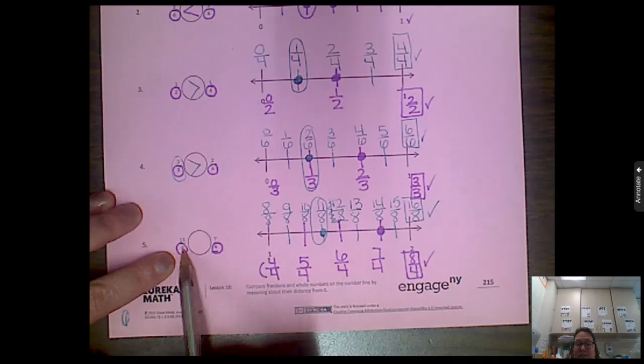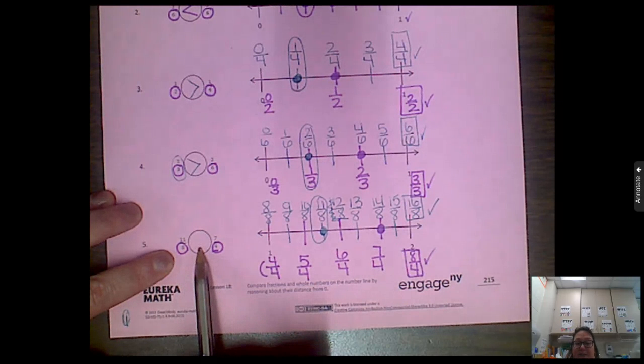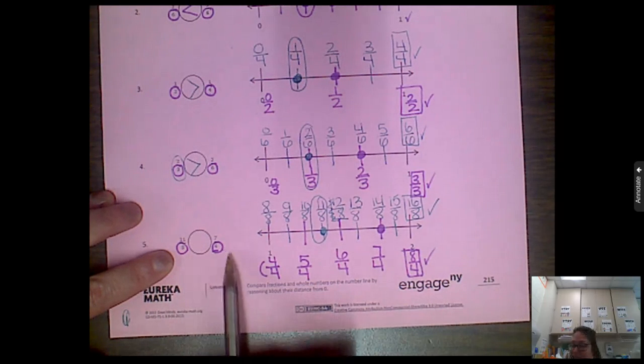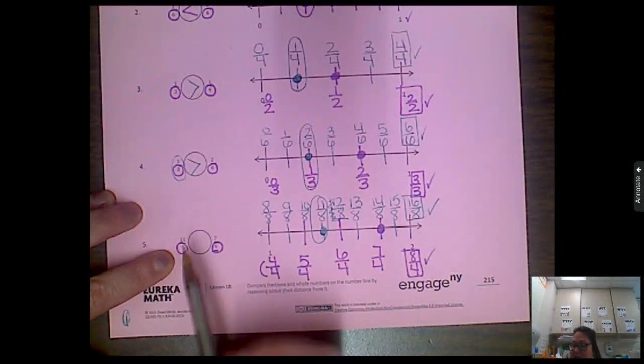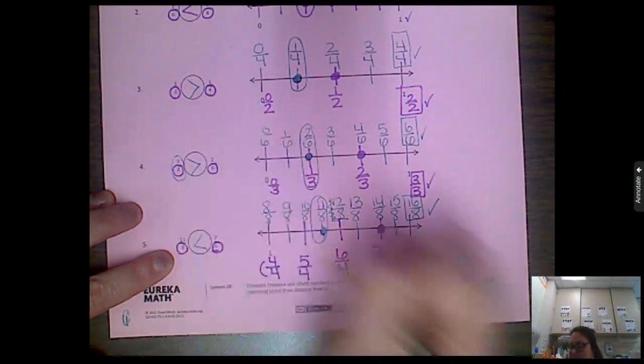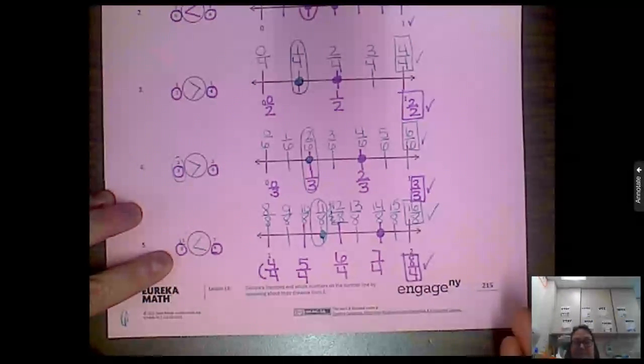So 11 8s, which symbol is going to go in there? Or hopefully you already did it. Greater than, less than, or equal to 7 fourths. 11 8s is less than 7 fourths. Good. Go ahead and flip it over.